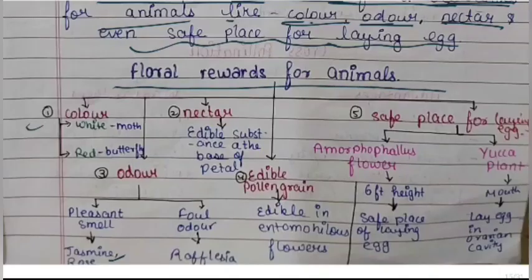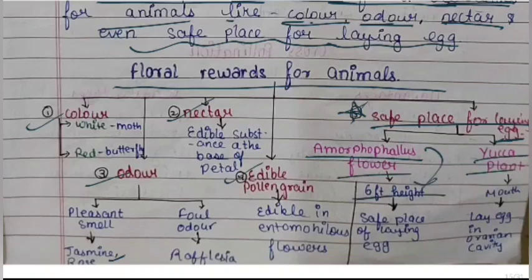Now, floral rewards for animals are color, nectar, odor, and edible pollen grains, and the most important one is a safe place for laying eggs. In the case of the Amorphophallus flower and the yucca plant, the Amorphophallus flower is itself 6 feet high and is a safe place for laying eggs. If we come to yucca plants, then moths lay eggs in its ovarian cavity.